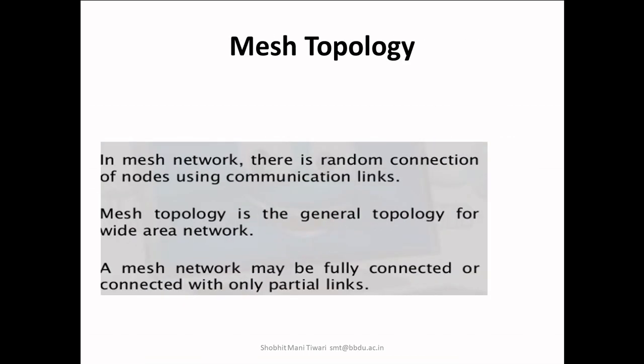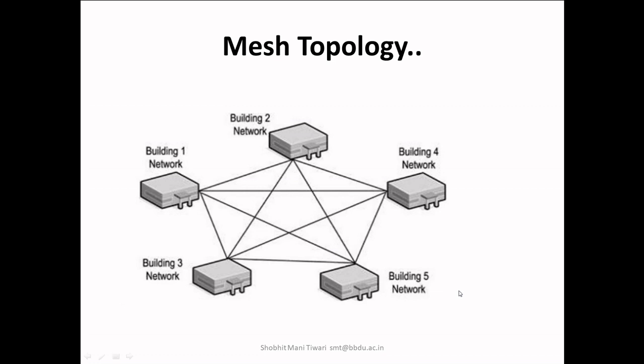Now come to the mesh topology. As the name suggests, mesh is basically an arrangement of computing devices in a kind of mesh where each device will be connecting to all the remaining devices, and hence it is also known as fully connected or connected with only partial links. Now it is very easy to see over here as a mesh topology. We have some building networks and they are connected to each other, forming a mesh kind of structure, and hence known as mesh topology.